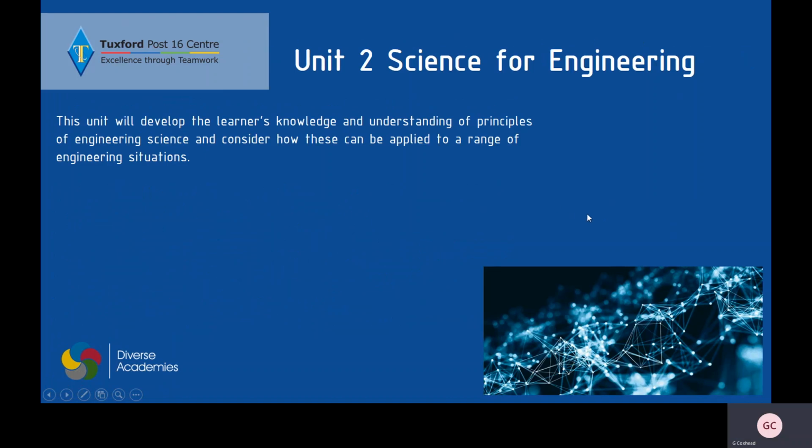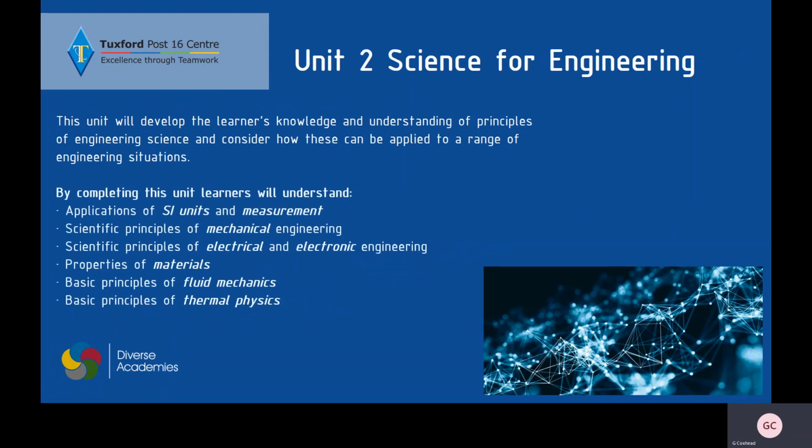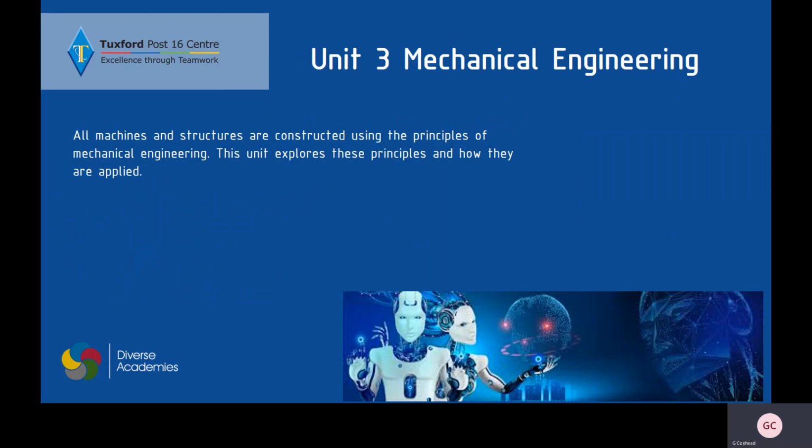Unit 2 is Science for Engineering. This unit will develop learners' knowledge of the principles of engineering science and how they're applied to a range of different engineering contexts. They'll be looking at SI units and measurement, principles of mechanical and electrical engineering, properties of materials, as well as basic principles of fluid mechanics and thermal physics. Again, this is assessed by a 60-mark exam, 1 hour and 30 minutes long.